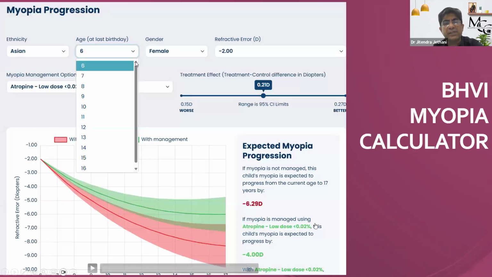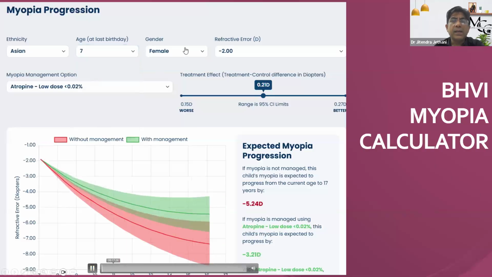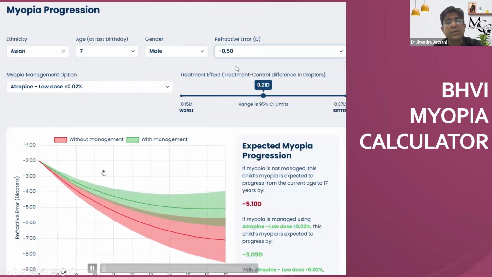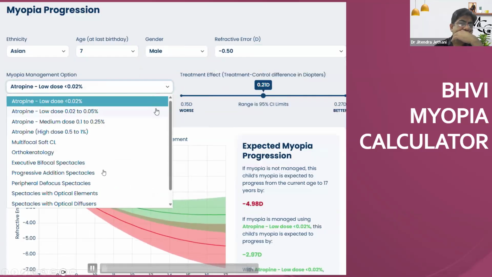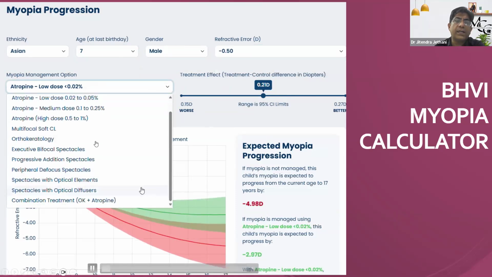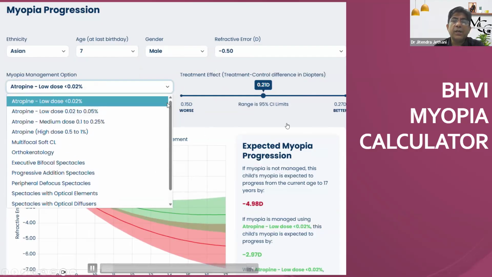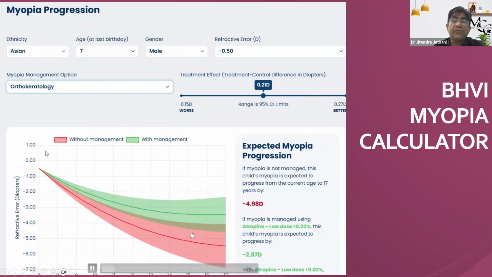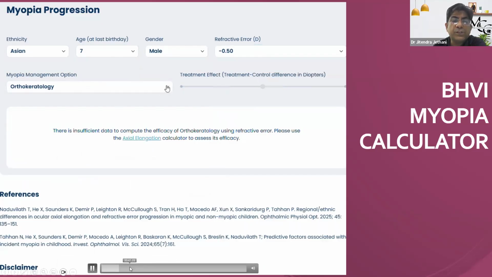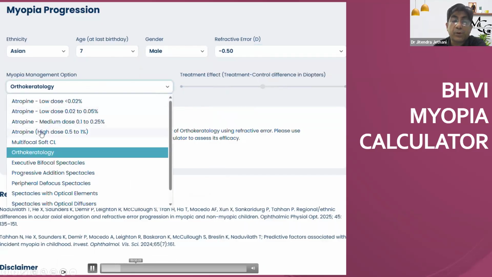Now, this was a video which I was trying to show. I hope you must have gone on the website and played with this BHVI, Brien Holden Vision Institute. You can see that there are multiple variables. You can change the variables, and based on different variables, it will give you the expected myopia progression. And with the particular management you have used, it will tell you how it is going to affect the myopia progression.